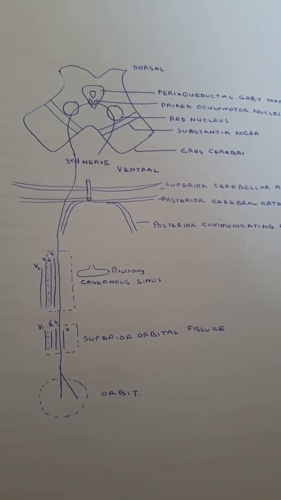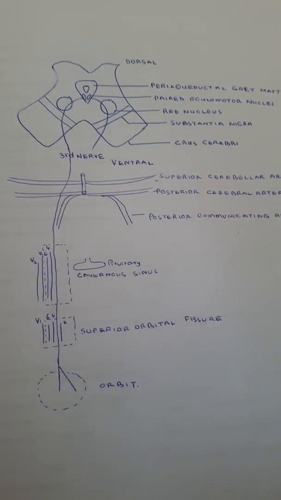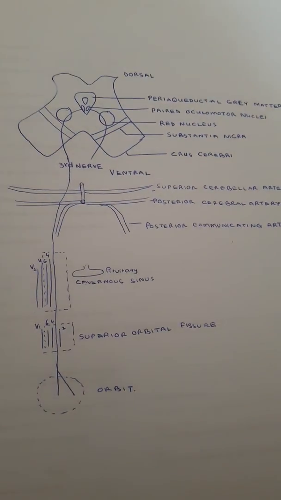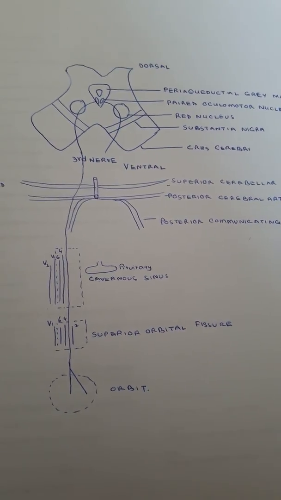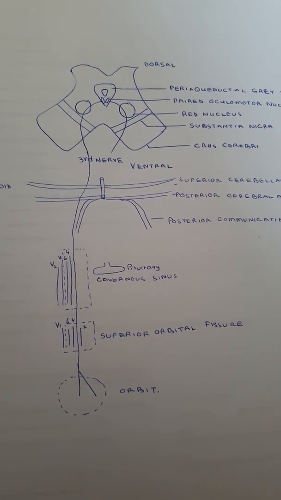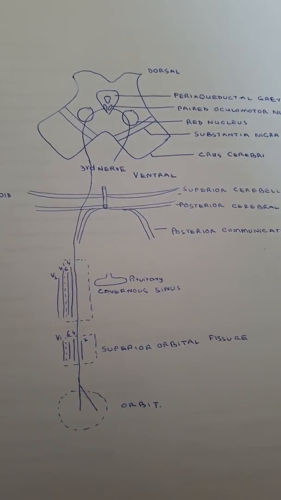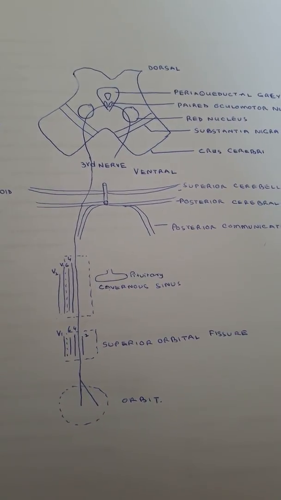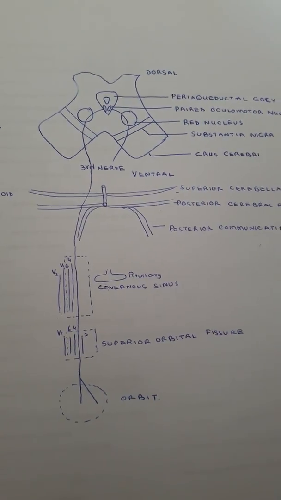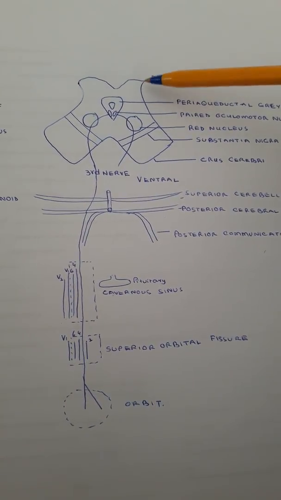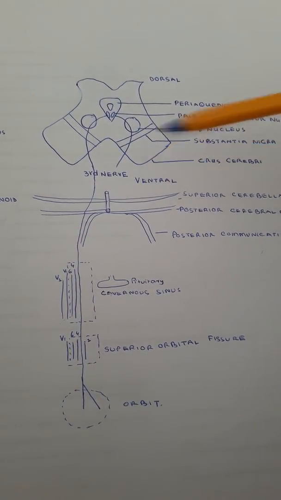So we start with the third nerve. This is basically the midbrain, as you can easily see. The simplest cross-sectional view possible, at the level of the superior colliculus. Here you can see this is the dorsal midbrain and this is the ventral midbrain, right?